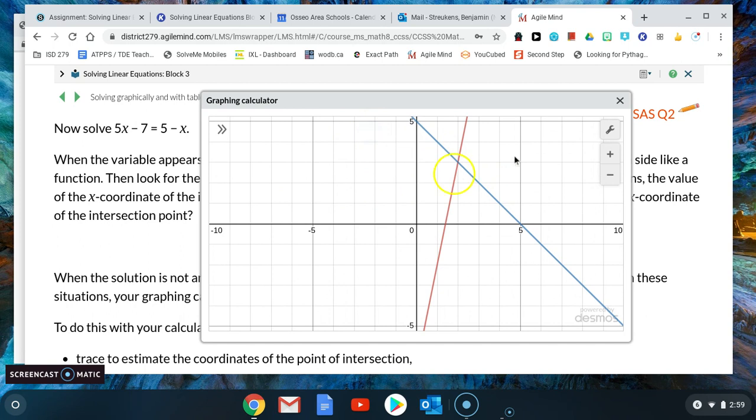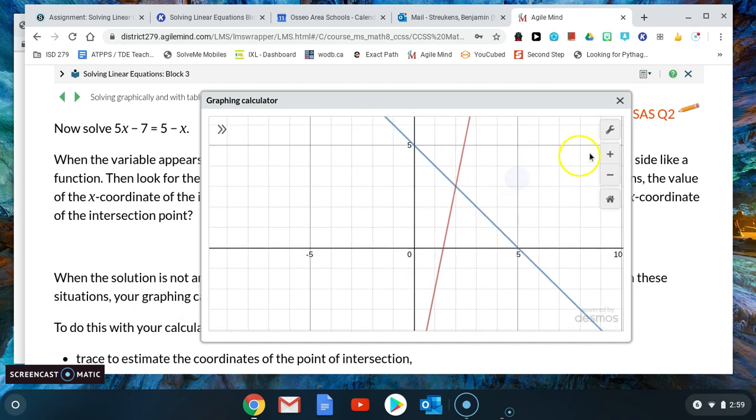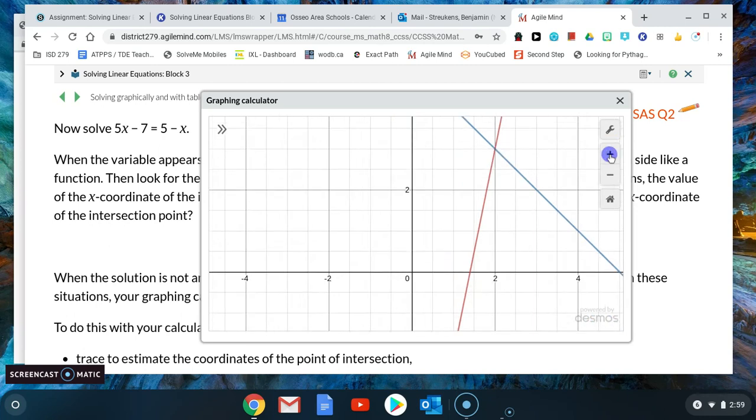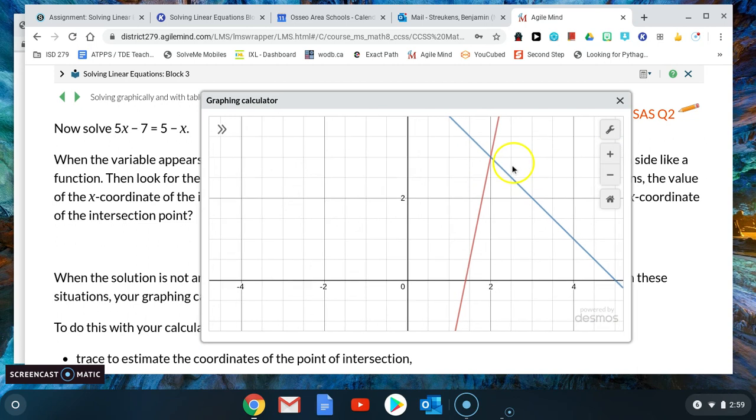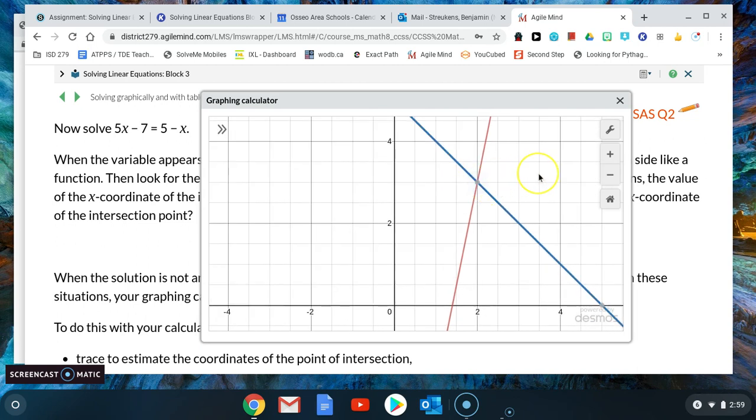Now I have two lines, and I have a point where they meet. So I can zoom in on that point. I see my point of intersection is right about there. If I click on that point, it tells me my answer is 2, 3. Remember, our answer is going to be the x coordinate, which means our answer is going to be 2.